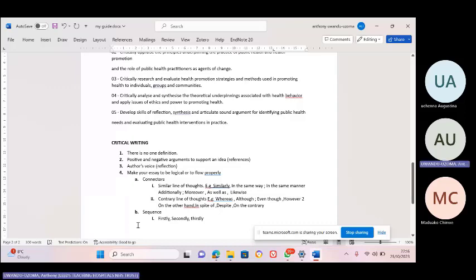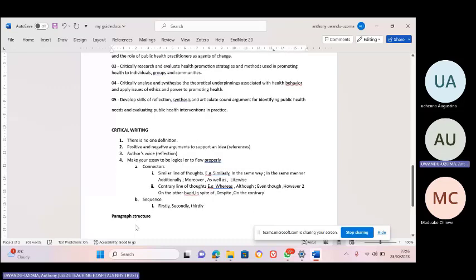But then, okay, let me name it. So now let's say structure. Let's talk about paragraph structure. Good. So I've talked about critical writing. Let's talk about how you structure your paragraph. So now we'll do the practical: how do you structure your paragraph?